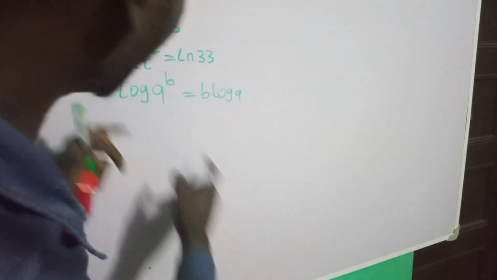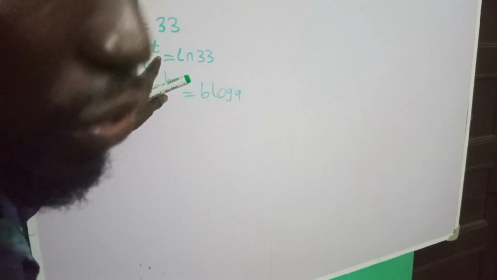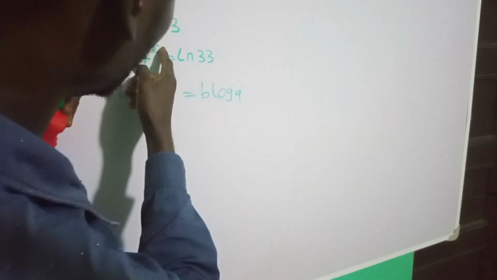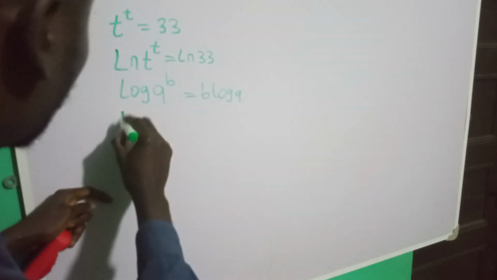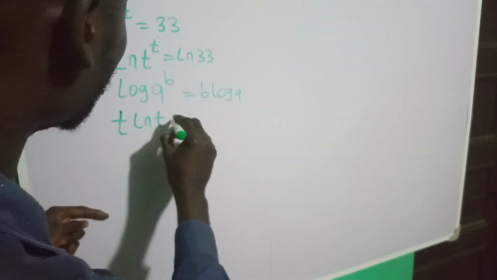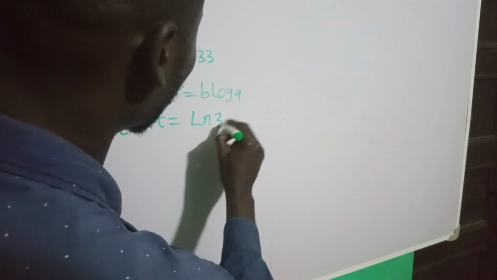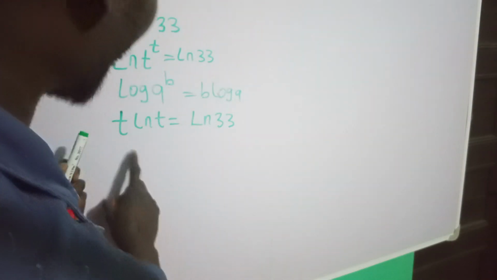So we are going to be doing the same thing here. This t here, we are going to bring it down here so that it becomes the coefficient of the logarithm. So this t will be dropped to this place. We apply this law of logarithm to it. So that will be t ln t is equal to ln 33. Now we can't just find the value of t because we have t ln t.